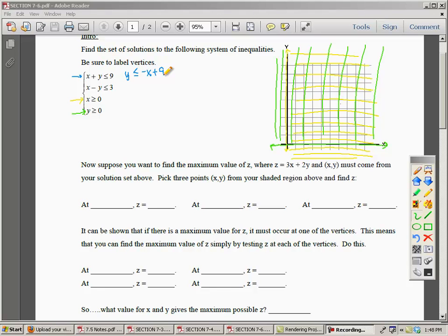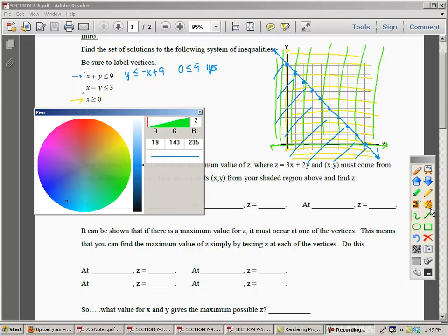Now, I'm going to draw my picture. My y-intercept is at 9. So 1, 2, 3, 4, 5, 6, 7, 8, 9. And my slope is negative 1. So down 1 over 1. I'm going to try to make this as clear as I can. And I'm looking at now this line right here. And the question is which way to shade. And we said let's pick the point 0, 0. So is 0 less than or equal to 9? The answer is yes. So I shade towards 0, 0. So I'm looking at that region.